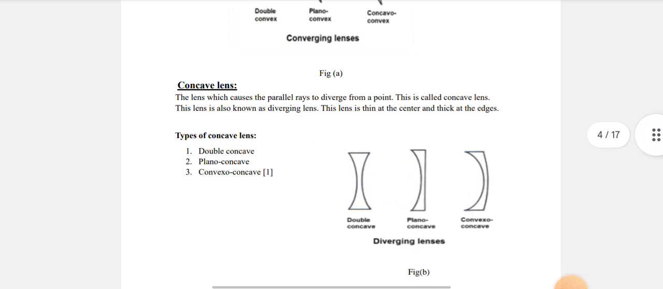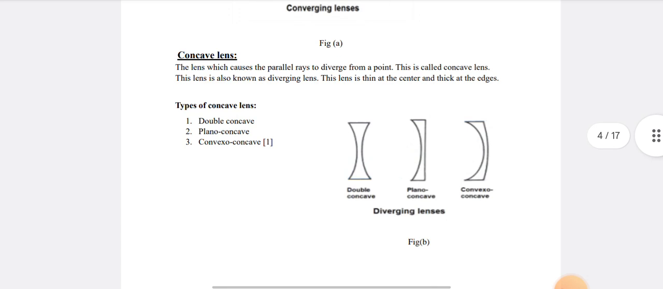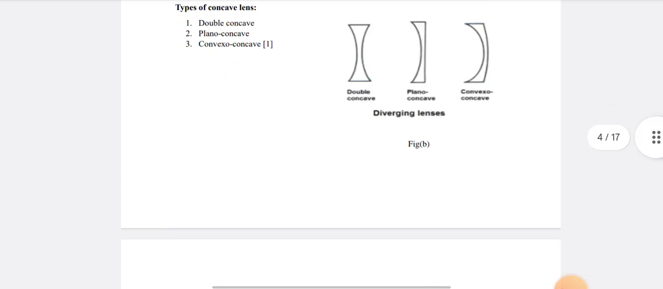Concave lens: the lens which causes the parallel rays to diverge from a point is called concave lens. This lens is also known as diverging lens. This lens is thin at the center and thick at the edges. Types of concave lens: double concave, plano concave, and convexo concave.